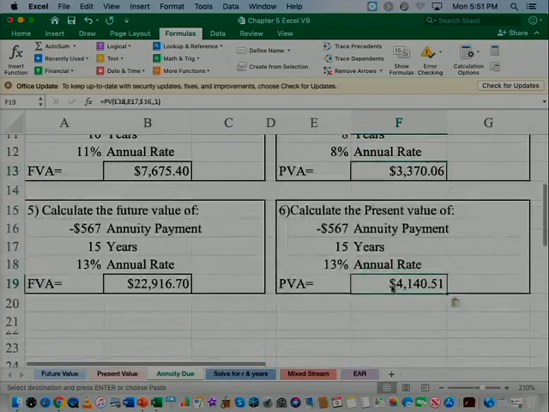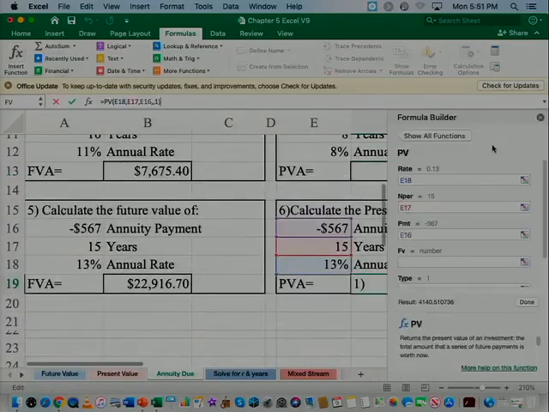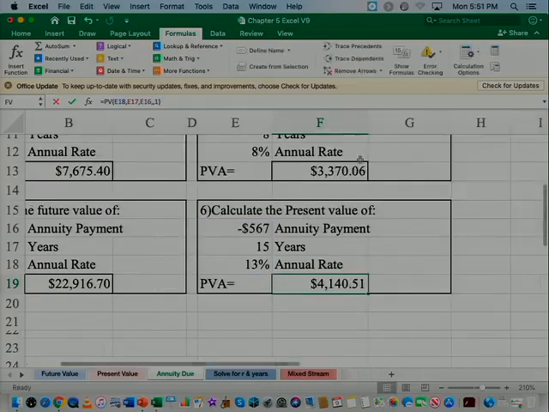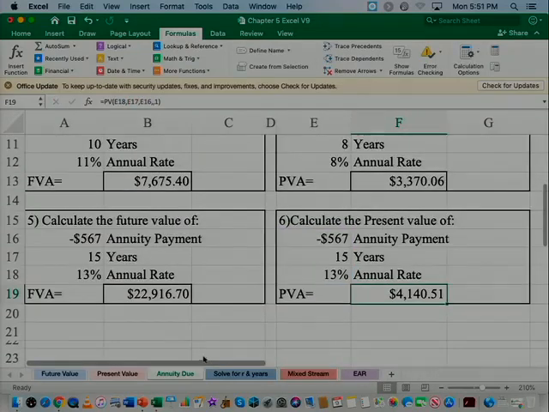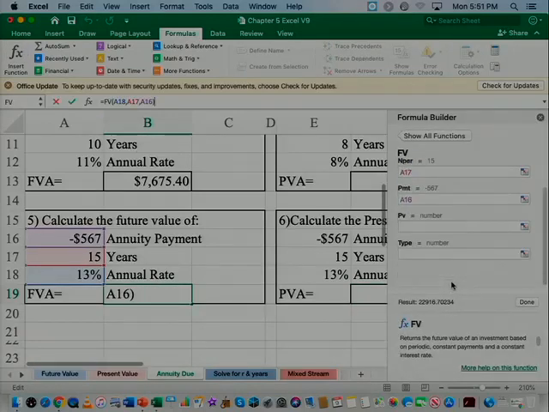So these numbers look correct? Oh, maybe. Let's see. Yeah, see? Type 1.